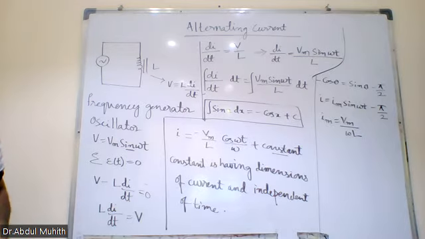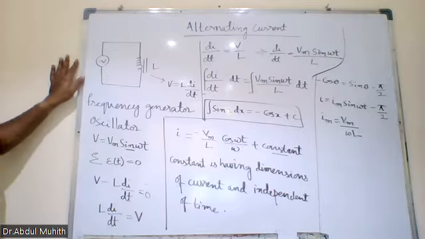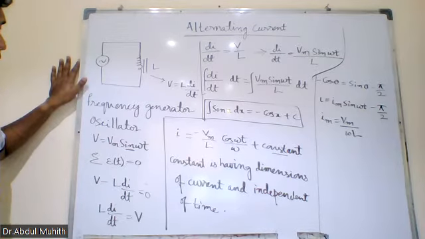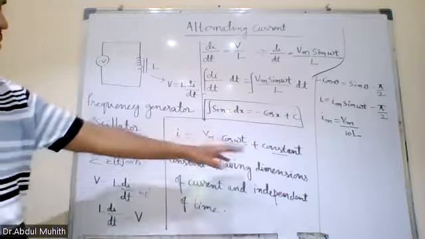Here the constant is pi by 2. Okay. Here the constant we can take it as pi by 2. Okay, sir. No, that is not. I mean that is having dimensions of current.